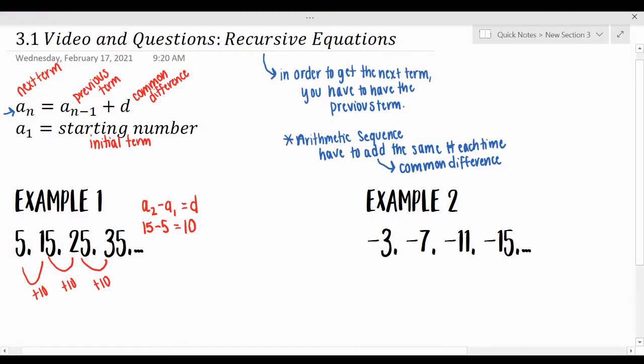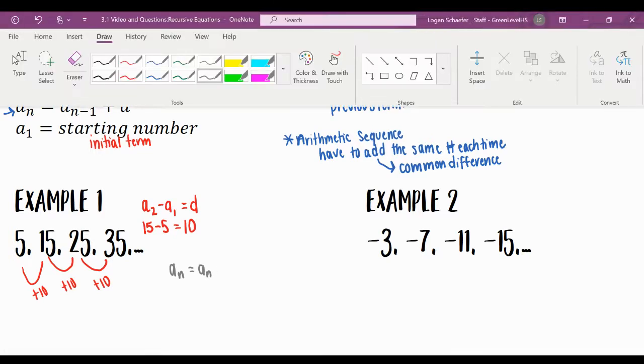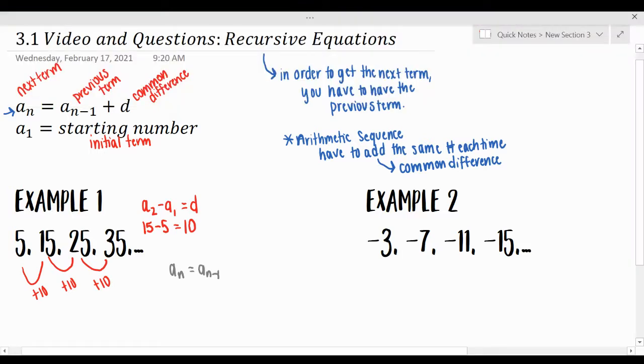So what you're going to do is bring down a sub n equals a sub n minus 1. And then what are you doing each time? Make sure when you're writing these that they are subscripts. So that n is little, and at the bottom, the a sub n minus 1 is little at the bottom, and we're adding 10 each time. This answer would only be half correct because you need to tell me your initial term. So since my initial term, the first number, is 5, I say a sub 1 is equal to 5.